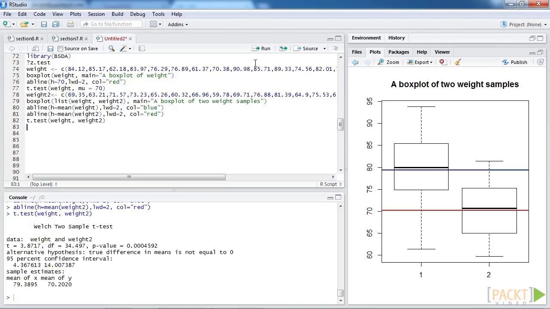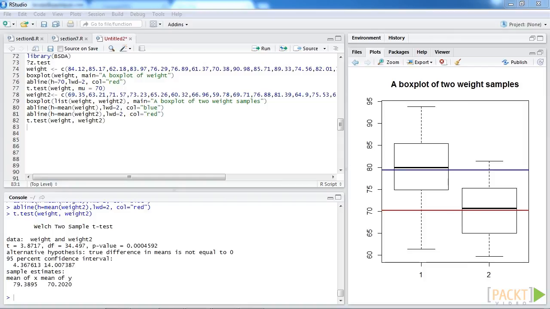When you run this code, you can see this output. Means of x and y are given as 79.3895 and 70.2020 respectively.